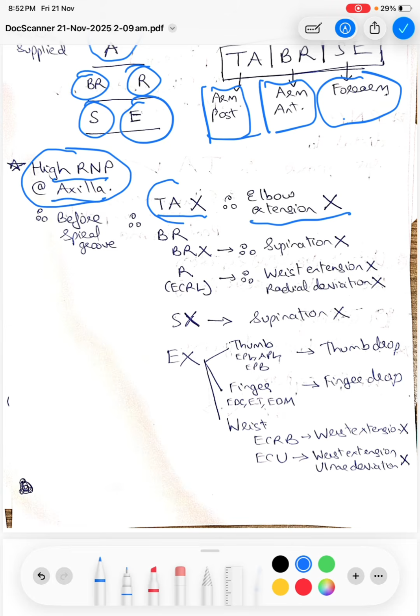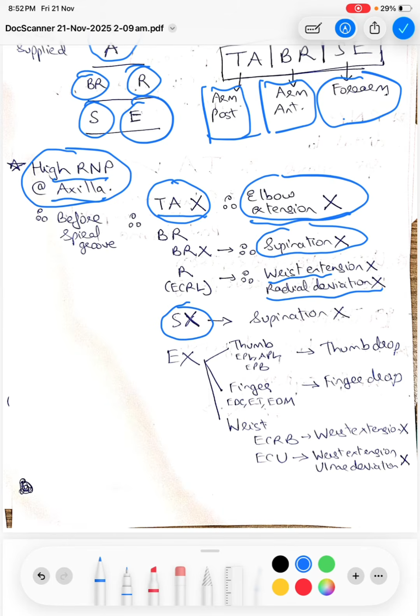Okay, so triceps and anconeus is gone, so what is gone? Elbow extension is gone. BR is gone, so brachioradialis and ECRL is gone. Brachioradialis is gone, so supination is gone. ECRL is gone, so wrist extension and radial deviation is gone. Right? Going distally, SE, so supinator is gone, so supination is gone. So both brachioradialis and supinator, both are the supinators, both are gone, supination is gone. Then going distally, E, so extensors are gone, the thumb movement is gone, thumb muscles are gone, so it causes thumb drop. Finger muscles are gone, so it causes finger drop. And at the wrist extensors, ECRB is gone, so wrist extension is gone.